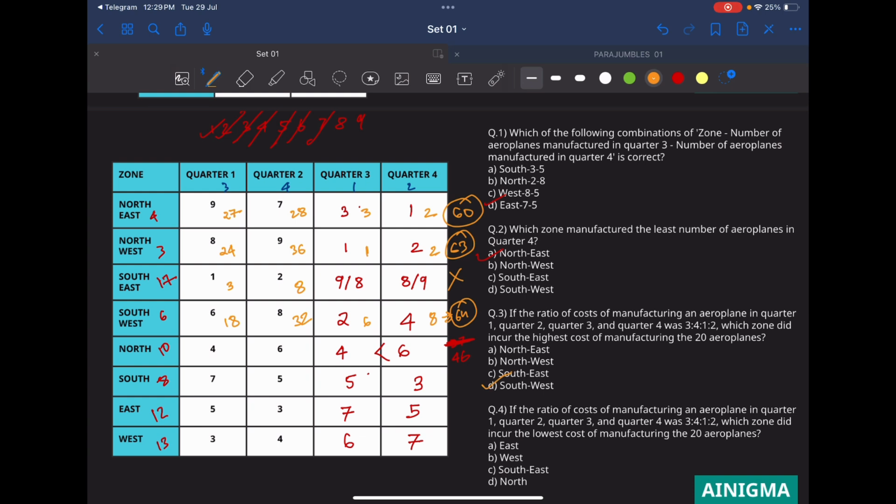Then we have, if the ratio of the cost of manufacturing aeroplane in quarter 1 to 4 is 3:4:1:2, as we have written. So which zone did incur the lowest cost of manufacturing the 20 aeroplanes? We have to put the lowest cost of manufacturing. So this value should be the lowest and this value should be the lowest. So in such a case, we have 4 3s are 12, 7 3s are 21, 5 3s are 15 and 3 3s are 9 automatically.